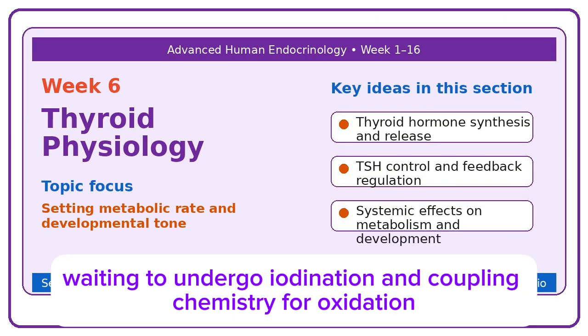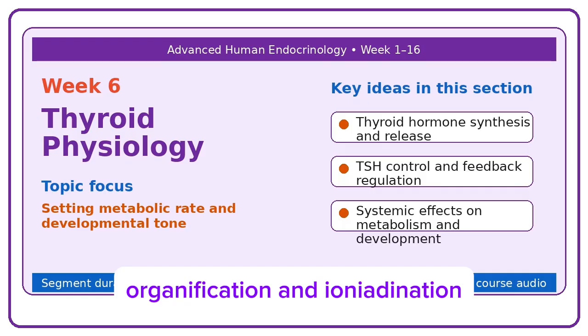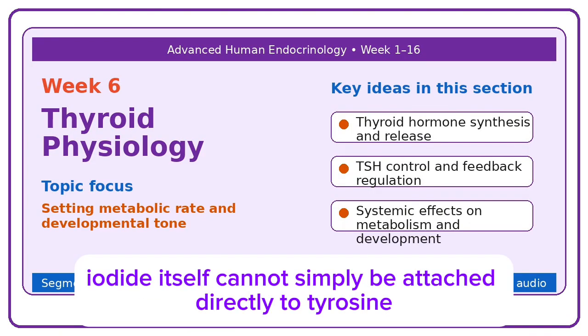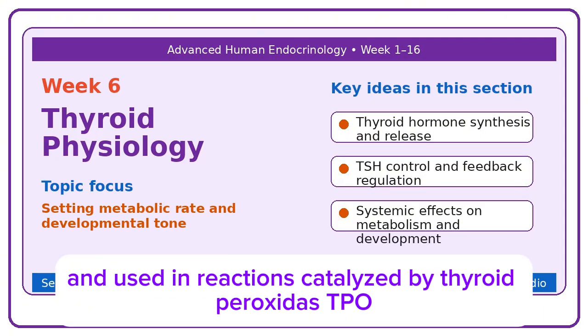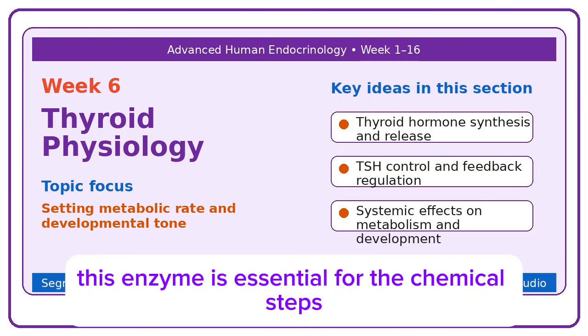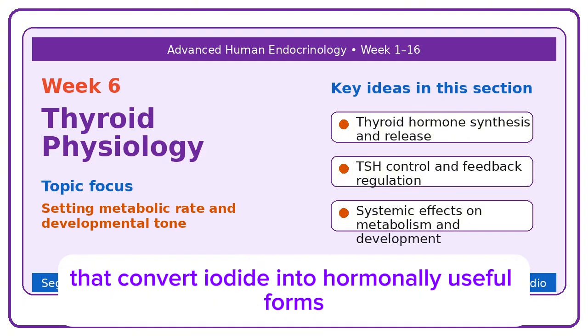4. Oxidation, organification, and iodination. Iodide itself cannot simply be attached directly to tyrosine without activation. At the apical surface, iodide is oxidized and used in reactions catalyzed by thyroid peroxidase, TPO. This enzyme is essential for the chemical steps that convert iodide into hormonally useful forms.